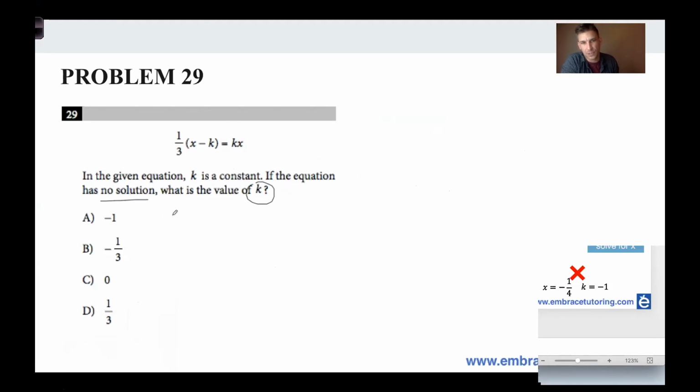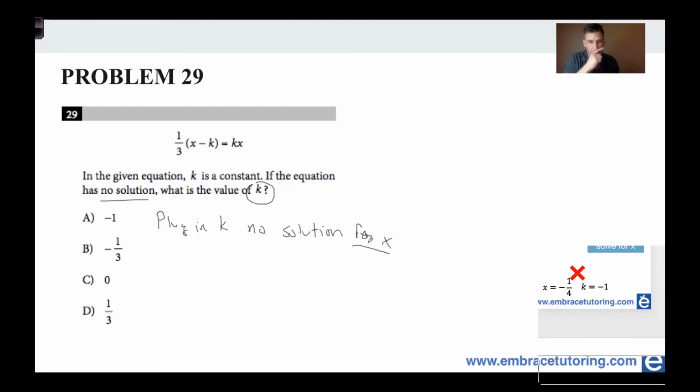What I would attempt to do is that if you plug in k, if you plug in a value for k, you won't be able to solve for x. That's the idea. So if you plug in k, there will be no solution for x. So you can look at this kind of in reverse: no solution for x, okay?